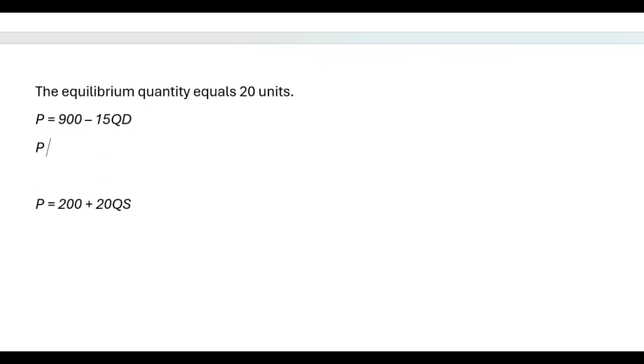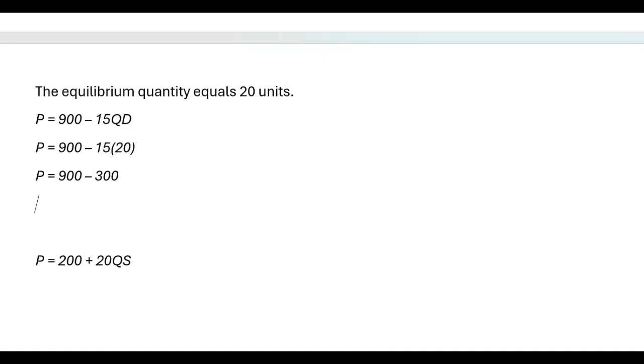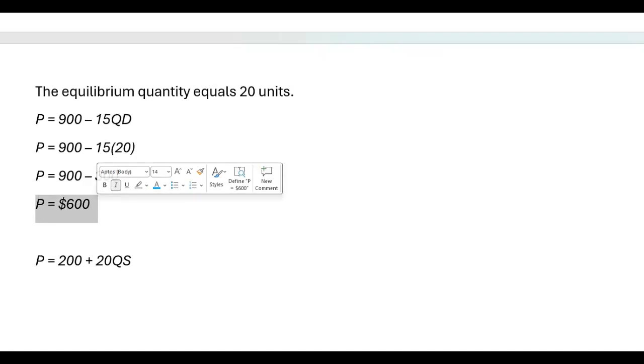So the price at 20 units, just think back to question 1, is equal to 900 minus 15 times 20, P equals 900 minus 300, P equals 600. The equilibrium price must be $600. Why? Because I know that the equilibrium quantity is 20 units, and I can calculate the price at 20 units.